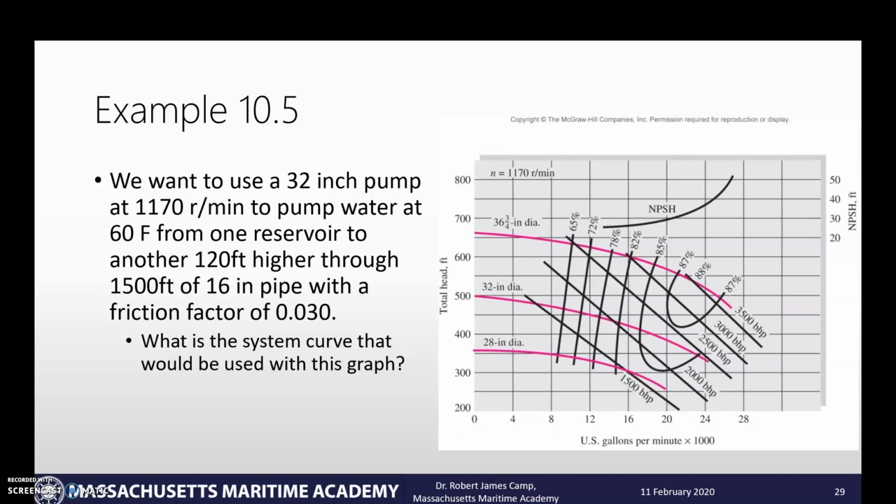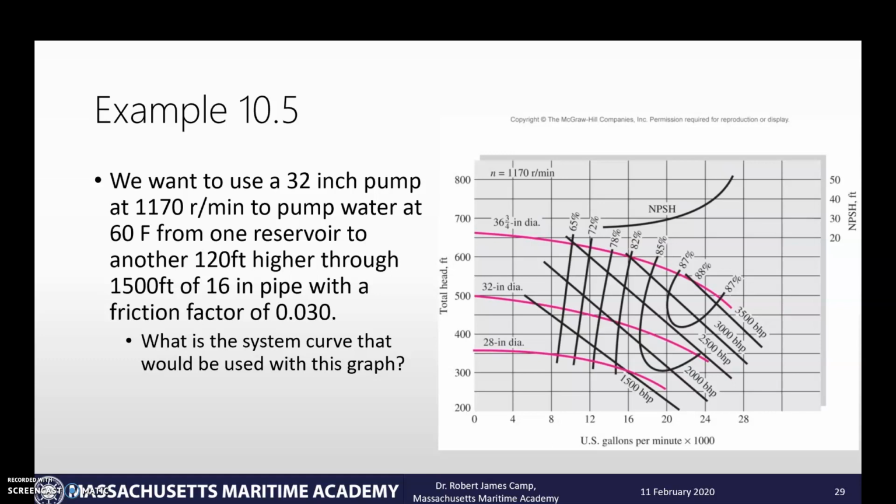We want to use a 32-inch pump that operates at 1170 RPM to pump water at 60 degrees Fahrenheit from one reservoir to another that's 120 feet higher through 1,500 feet of 16-inch pipe that has a friction factor of 0.03. What would the system curve be for this graph?